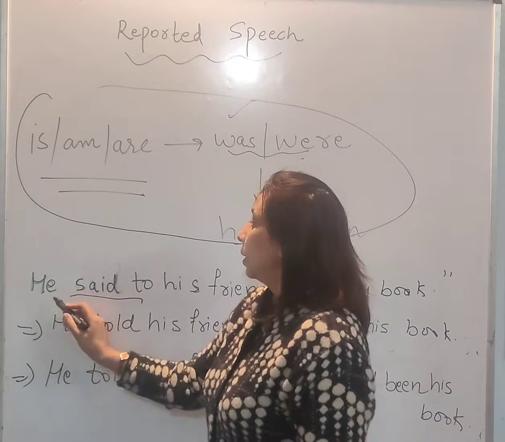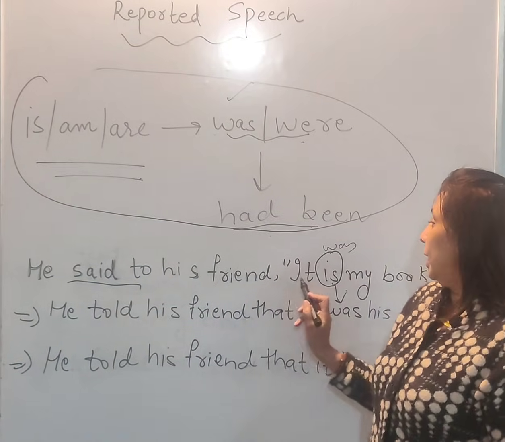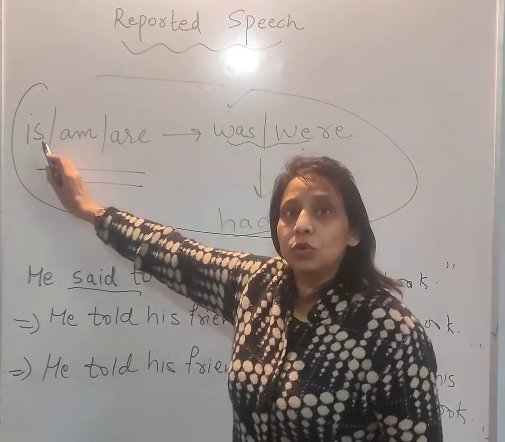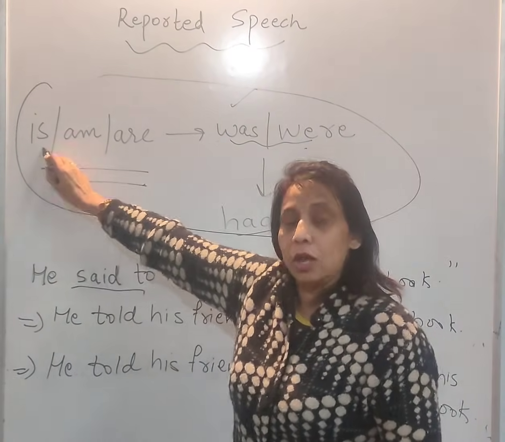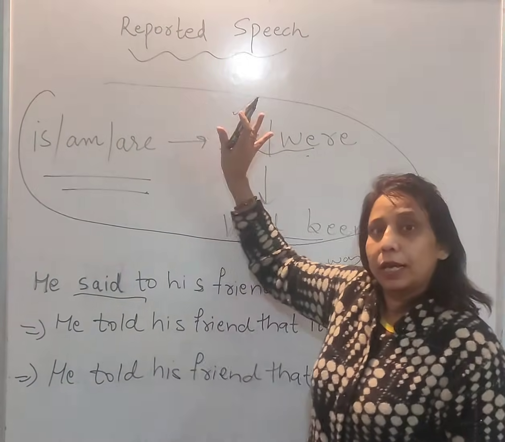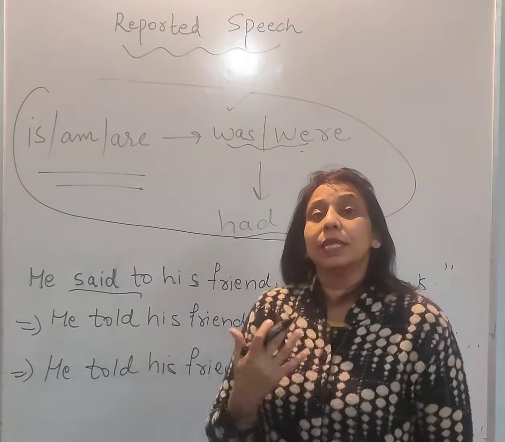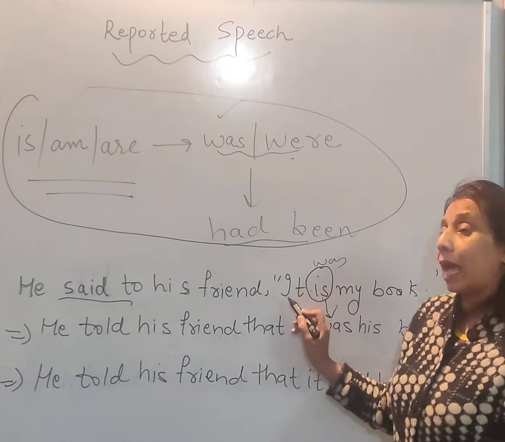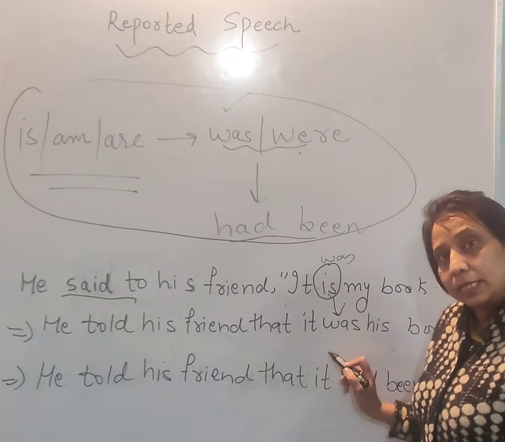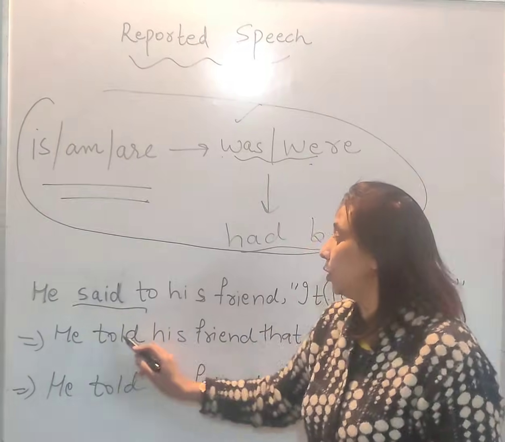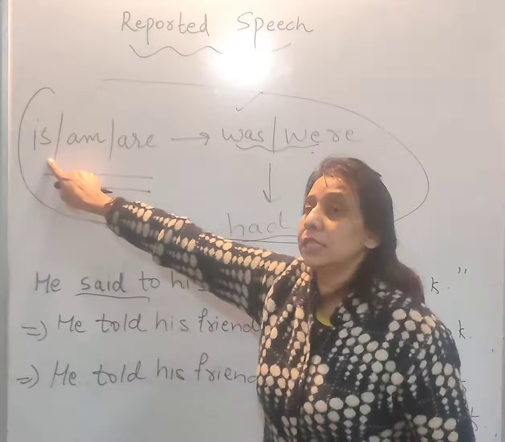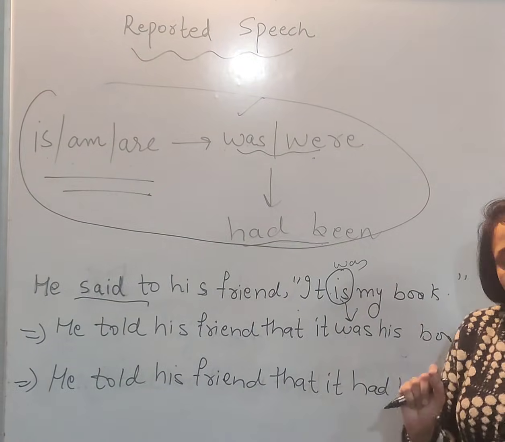Now look at the example. He said to his friend, "It is my book." It is my book. So according to the rule, if there is is or am or are in the sentence, it will change into was or were. It depends upon the subject. Now we have is and it. So according to the rule, is will change into was. So what is the answer? He told his friend that it was my book. So I have changed is into was. Was has come in my answer.